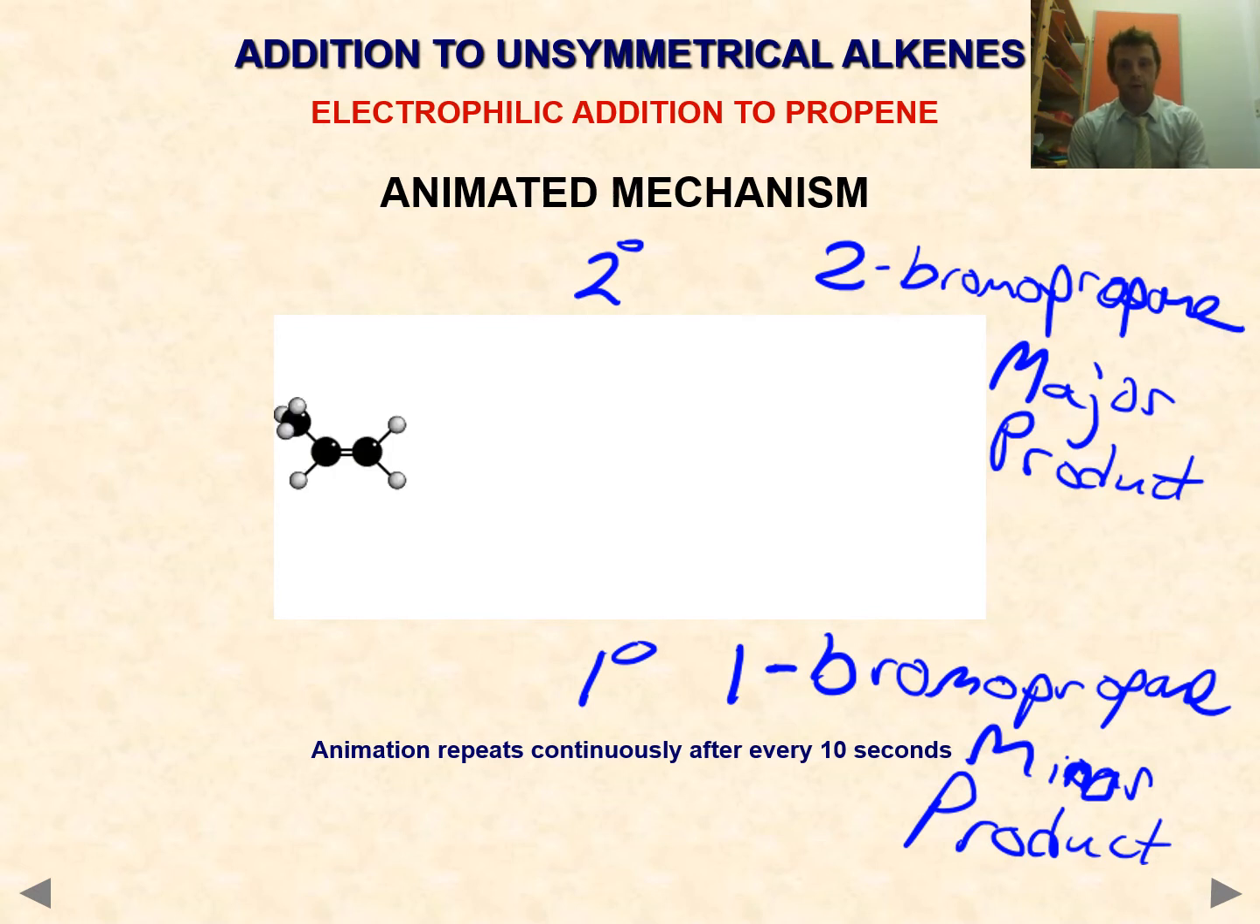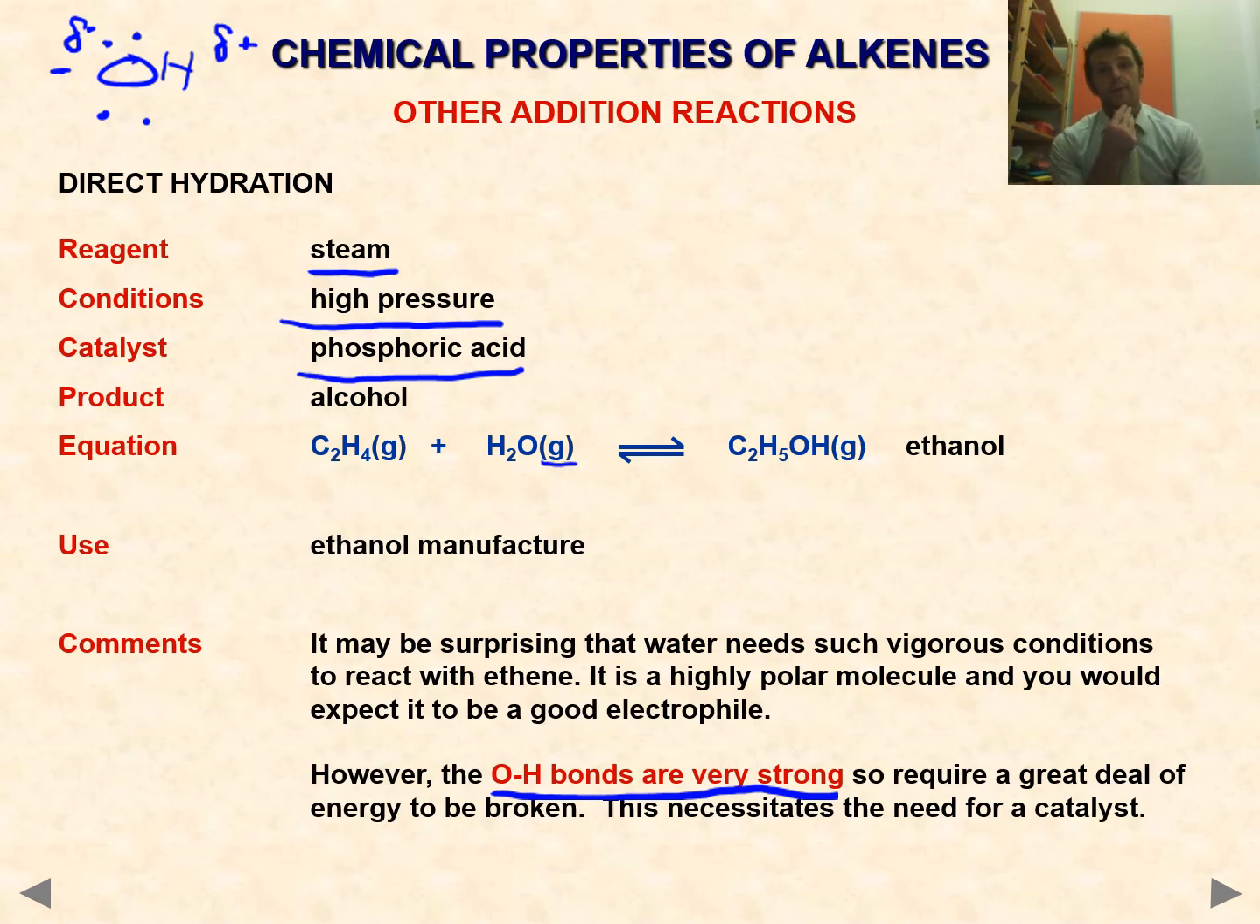And the first one, 1-bromo propane, is going to be our minor product. We are going to end up with more 2-bromo propane than 1-bromo propane.